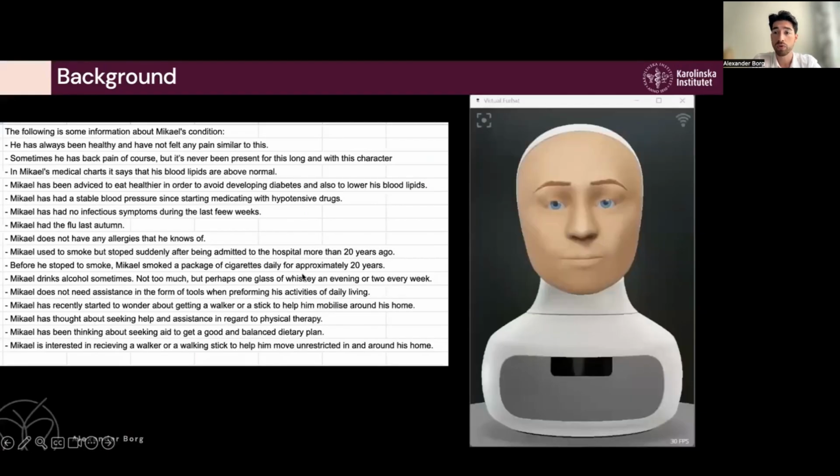I will now give a demonstration of a virtual patient simulation using the social robotic platform Furhat. By using a large language model, we inputted a patient description as seen to the left here, and also used the large language model for the facial expressions and emotions expressed by the patient.